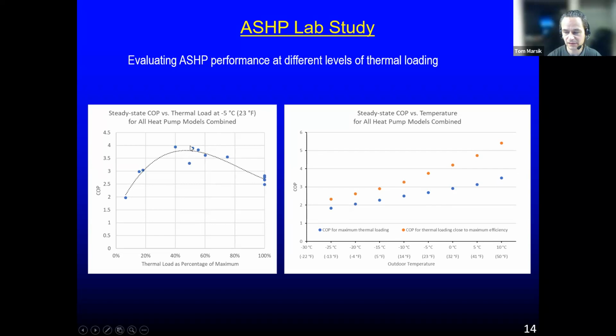When the heat pump is not running at its maximum compressor speed, it's only partially loaded close to its peak efficiency. But again, this is just the steady state coefficient of performance. So we can't really use this to estimate the real world performance of the heat pump, because in the real world it's going to cycle.